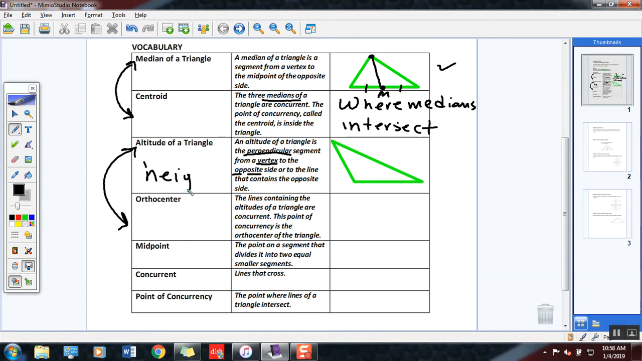I have a question. If I was looking at this bottom base down here and this vertex clear up here on the top left, would that height be an inside height or an outside height? Inner.